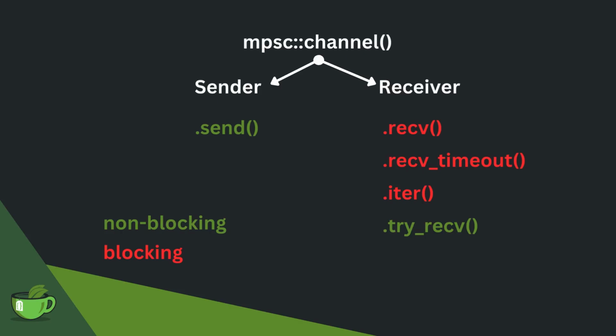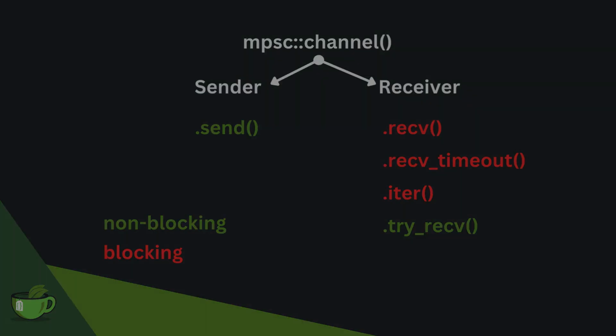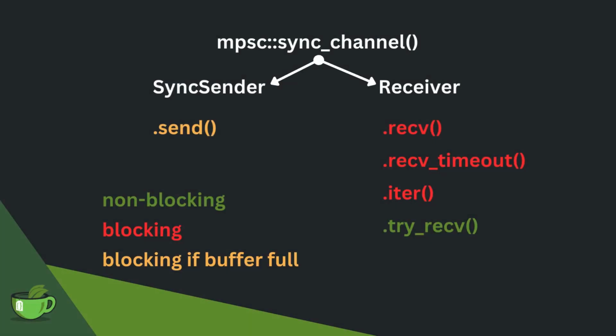However, with non-blocking receiving, you of course have to make sure that you're not missing out on one of the messages. Again, looking at the overview that we had for the normal channel, we see the sync channel has only very, very little changes. The only thing that changes is actually the sender, which is now a sync sender, and the send will block only if the buffer is full. The rest of the methods stay all the same.